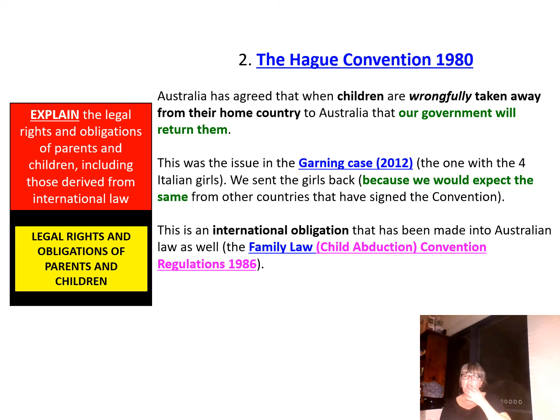The Hague Convention. Australia has agreed that when children are wrongfully taken away from their home country to Australia, our government will return them. This was the issue in the Garning case, 2012. We looked at this back in prelim, the one with the 4 Italian girls. We sent the girls back because we would expect the same from other countries that have signed the convention. This is an international obligation that has been made into Australian law as well. It comes under the Family Law Child Abduction Convention Regulations 1986.